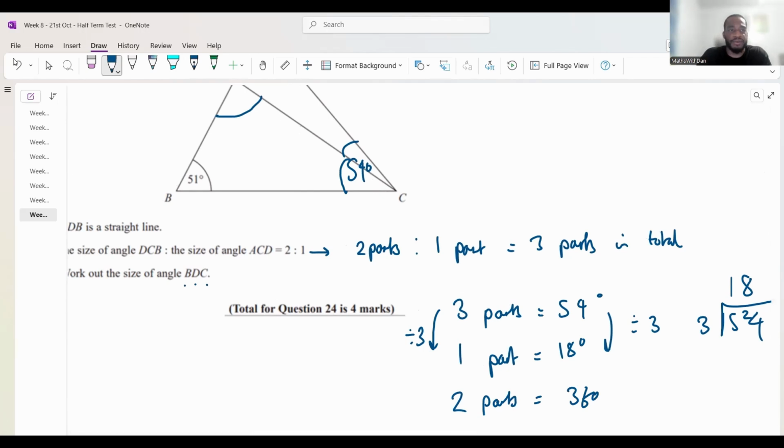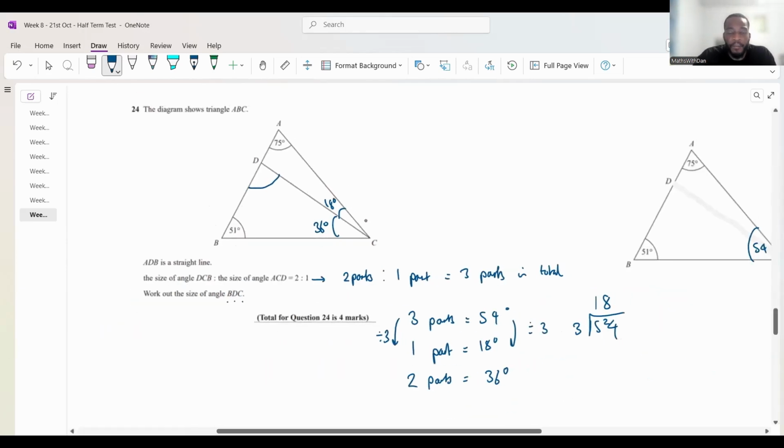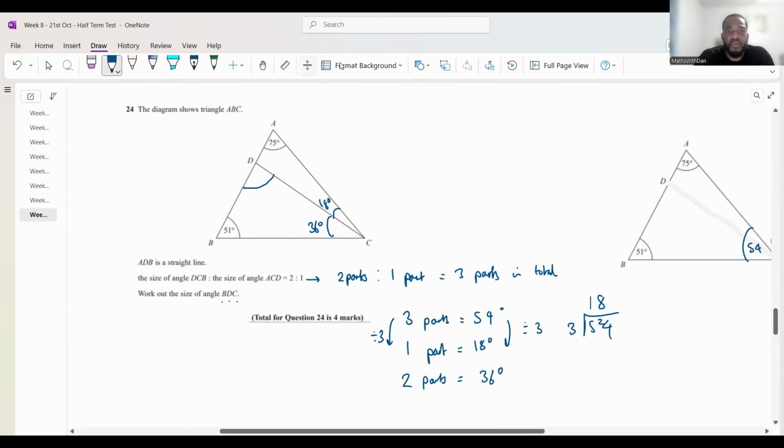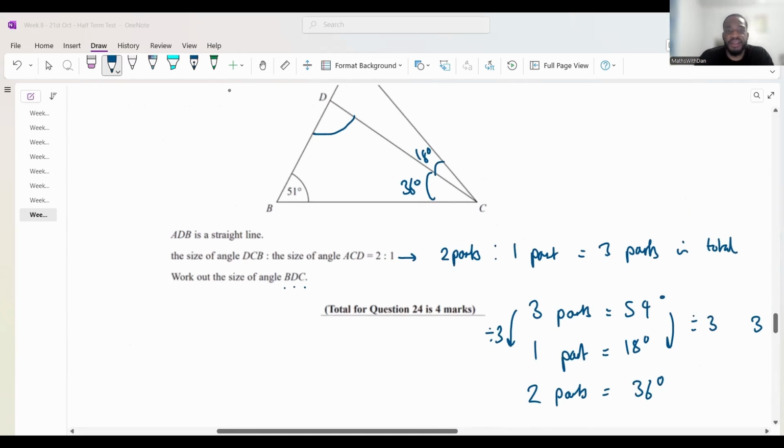So what that means for the question is that I'm going to rub this out. This part, which represents one part, is 18 degrees. And this part, which is two parts, represents 36 degrees. Do you guys all agree? Yeah, everyone happy with that? So now that's 36 degrees. We're trying to find out that angle at D.